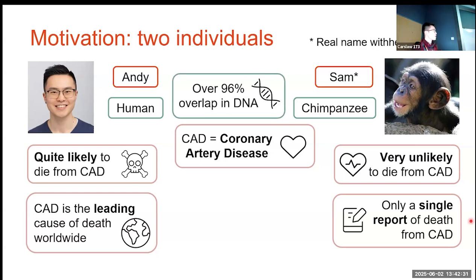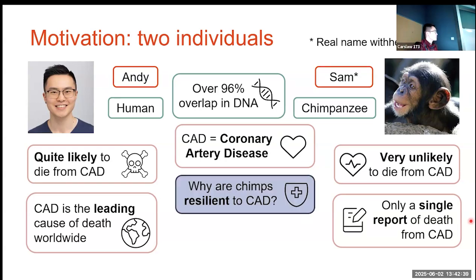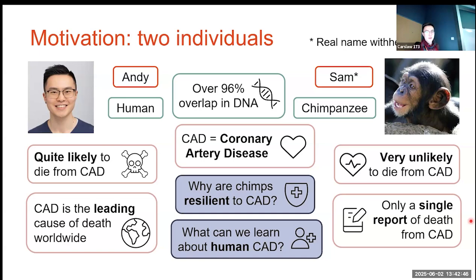And this is really surprising because humans and chimpanzees have a really big overlap in DNA, like they're our closest animal relative. And that leads us to the questions of, well, why are chimpanzees so resilient to coronary artery disease? And what can we learn about human coronary artery disease by studying this difference?